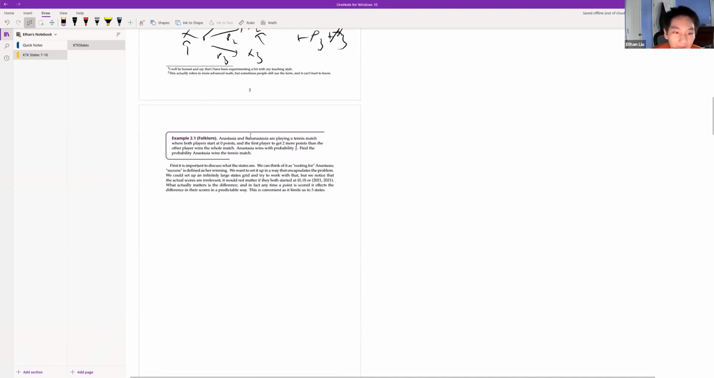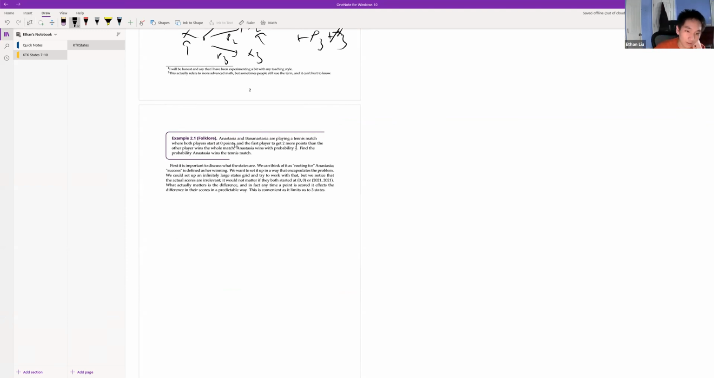So a basic example. Anastasia and Bananastasia are playing a tennis match. Both players start at 0 points. And the first player to get 2 more points than the other player wins the whole match. And Anastasia wins each point with probability 4/7. Find the probability that Anastasia wins the whole tennis match.